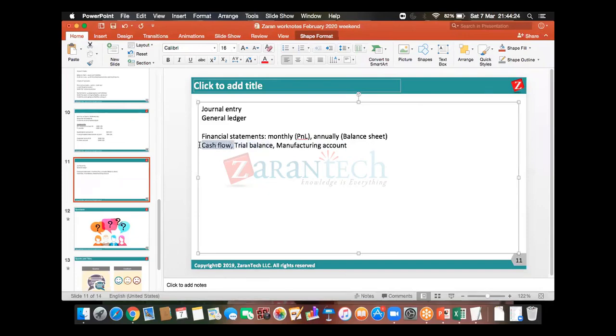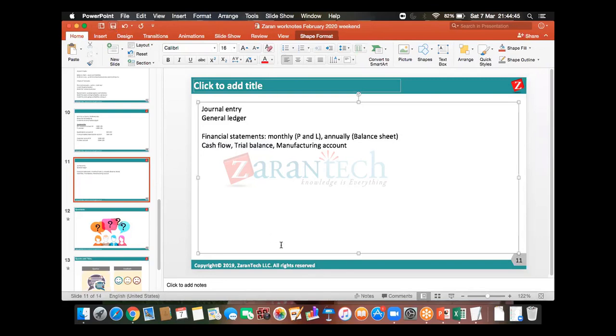Cash flow statement. Lavanya, sorry to interrupt you. Yes, monthly bracket says P&L. Is there a profit and loss? Yes, of course. Okay, sorry. P and L means profit and loss statement. Yep, got it.